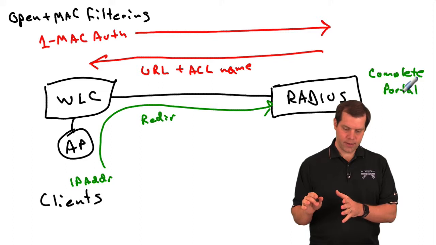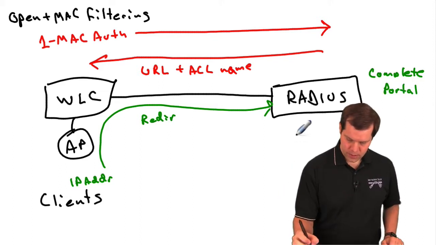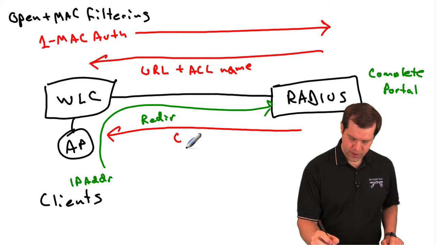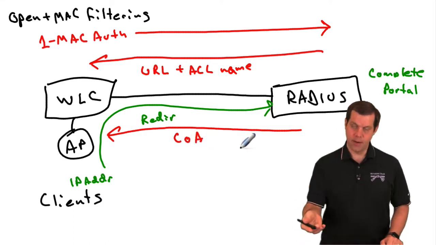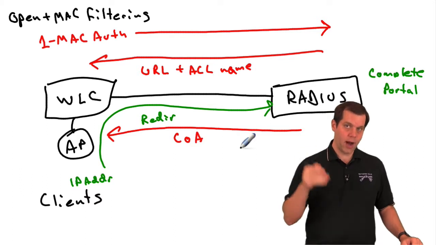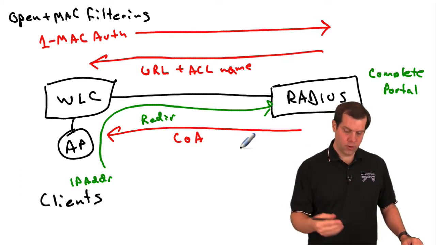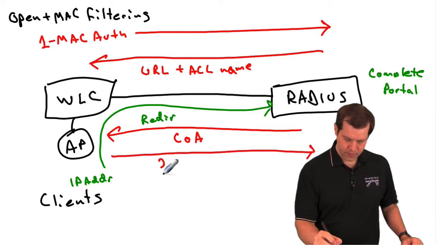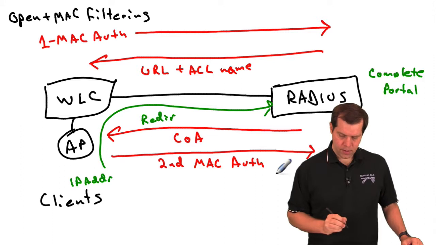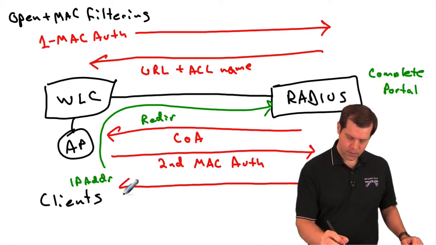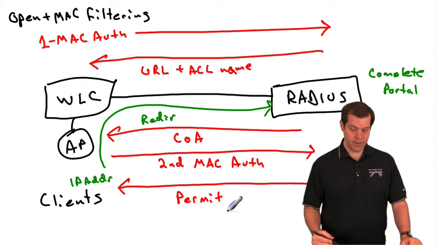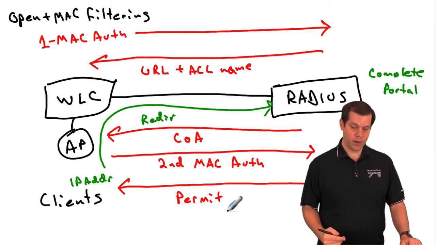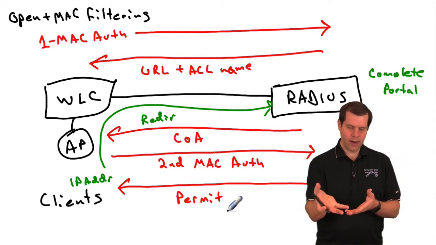At the end of the portal process, we fire off a change of authorization request, COA request. And all a COA request says is, please reauth this client. Okay, so the controller accepts the COA request. It then sends another MAC auth. So this is the second MAC auth. The Radius server then responds with a permit. The client is now in a run state and is up and going on the network without any URL or ACL restrictions.